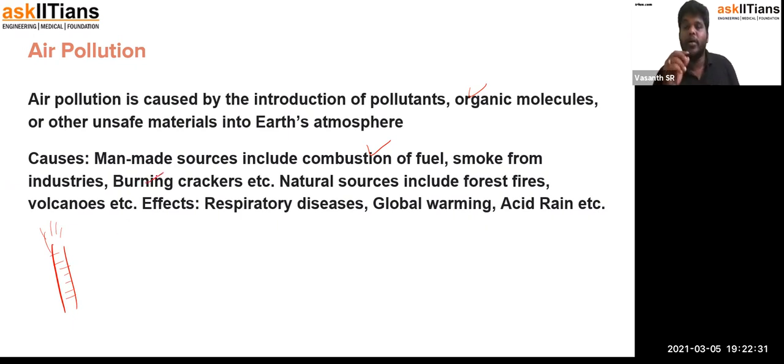And burning of crackers is another addition to air pollution, because crackers include chemical substances, and upon burning they produce smoke. On top of that, it also produces noise pollution, which is not good in the atmosphere, because there are a lot of animals which cannot bear the decibel of the sound that crackers produce. And on top of that, we have forest fires. Some forest fires are natural, and some of them are because of ignorant people. And volcanoes are also sleeping destructions.